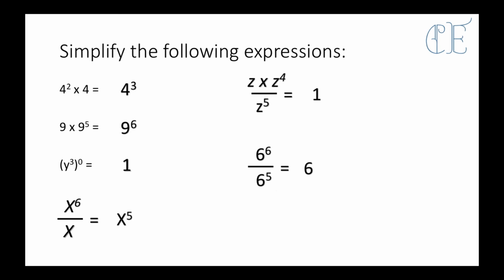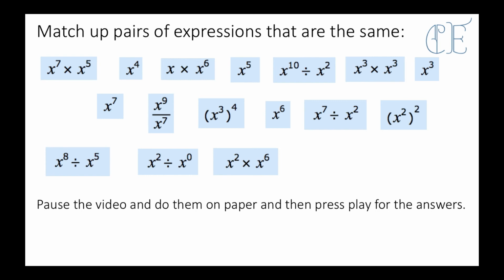I hope that's really understandable for you. Okay, so your last task, pause the video, and I want you to try and match up the answers. So you've got something like this, and there'll be an answer in there for it. Again, if I did one for you, for example, 7 divided by 2: this is a division, so we take away, 7 take away 2 is 5, so there should be an x to the power of 5 somewhere. Yeah, there it is. So just write them down on paper, and I'll show you the answers in a second.